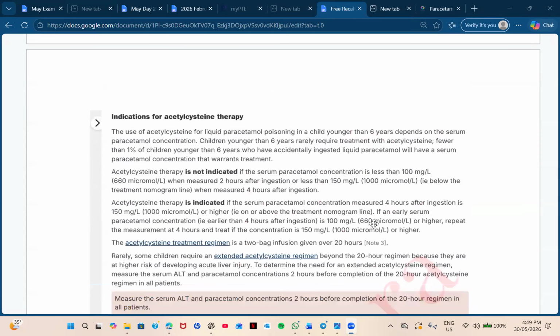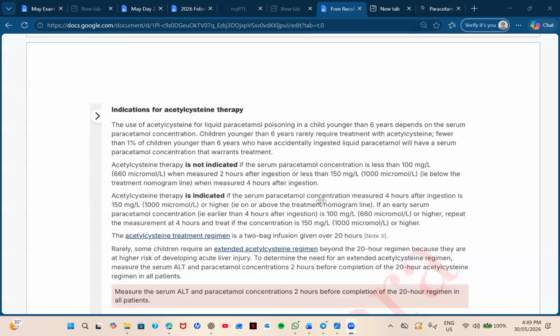Acetylcysteine therapy is not indicated if the serum paracetamol concentration is less than 100 when measured 2 hours after ingestion, or less than 150 when measured 4 hours after ingestion. Acetylcysteine therapy is indicated if the serum paracetamol concentration measured 4 hours after ingestion is 150 milligrams per liter or higher.